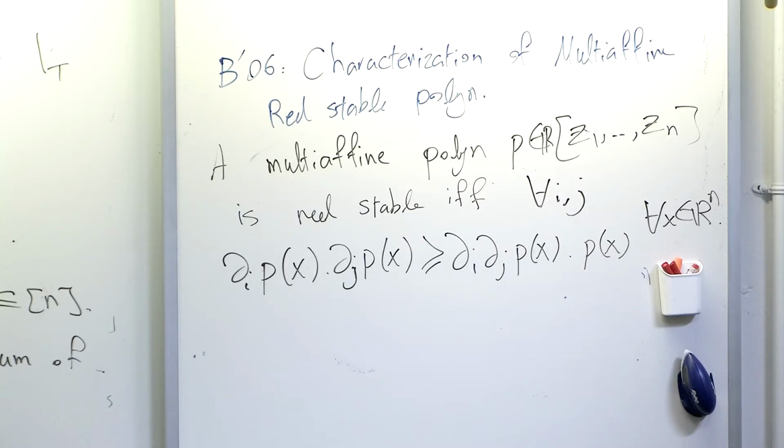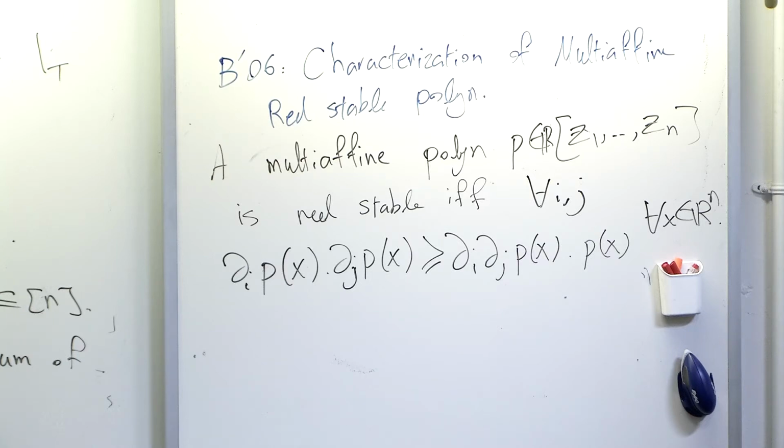So okay. Let P be G mu for a strong Rayleigh distribution mu, and let x be the all ones vector. So what is G mu of all ones? It's just the summation of mu of S, right? And that's equal to 1.